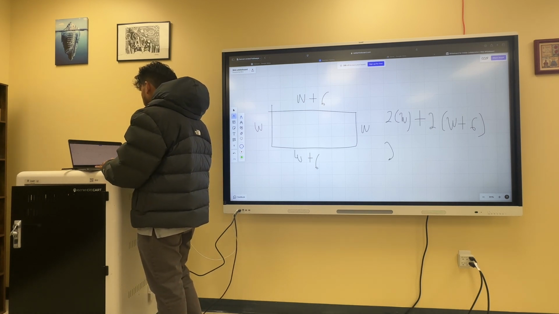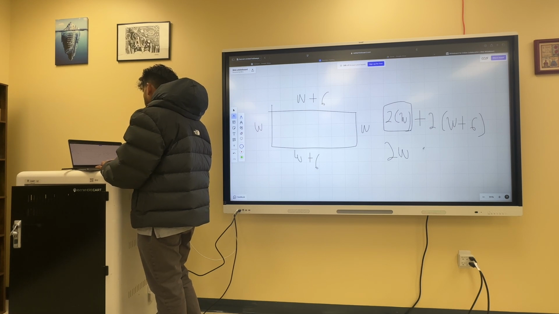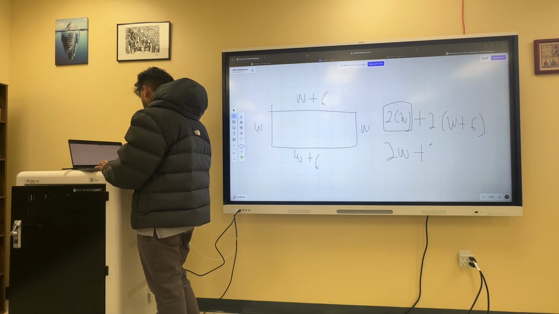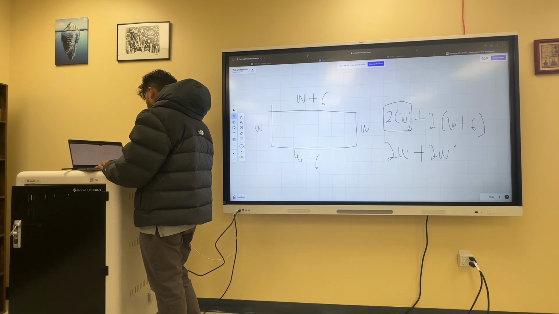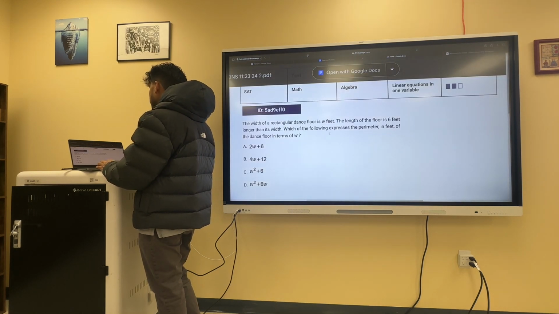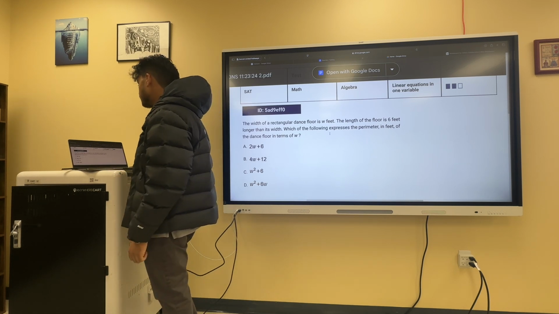So we're given 2W, okay, so this is basically this box right here, and then 2(W plus 6), okay? So again, multiplying, you get 2W, 2 times W is 2W, and then 2 times 6 is 12. Do you guys understand that? Okay, and then you simplify, so it's just gonna be 4W plus 12. And that is our final answer. Because we're not told to solve for W, we're just told to find the expression for it.